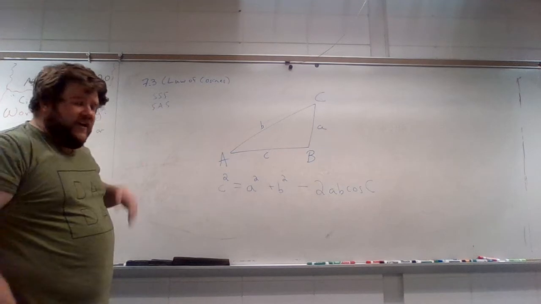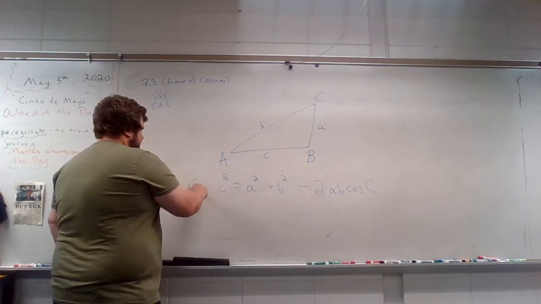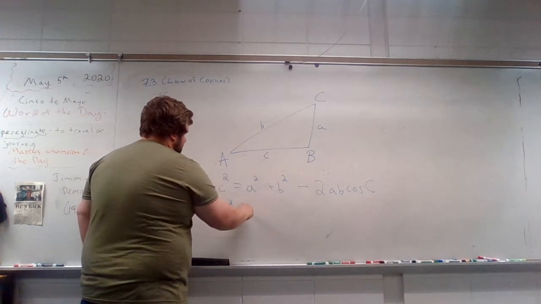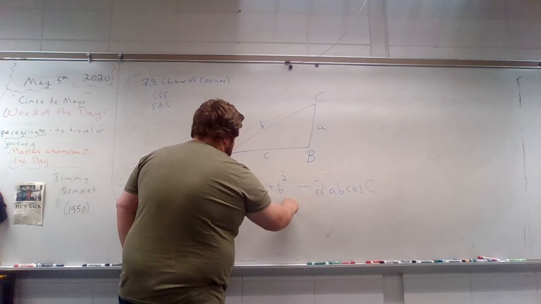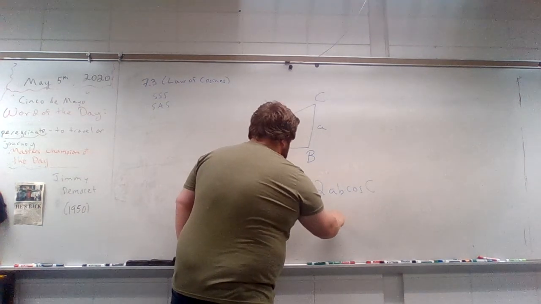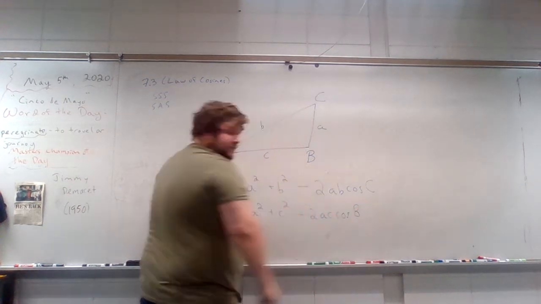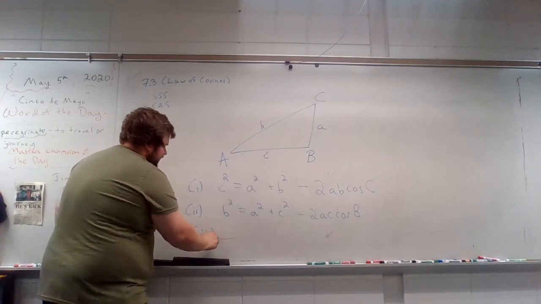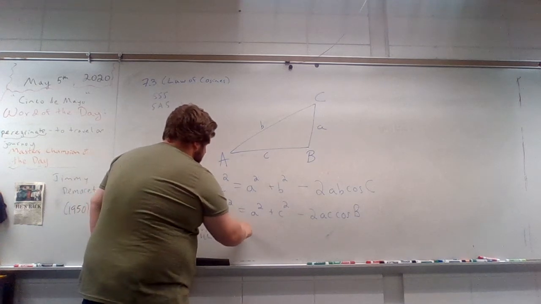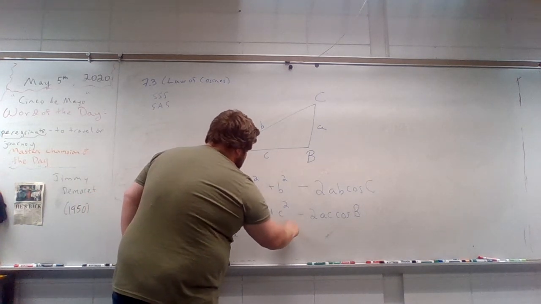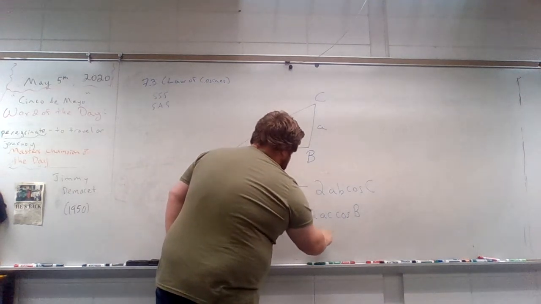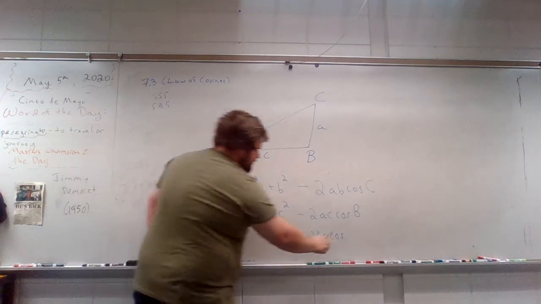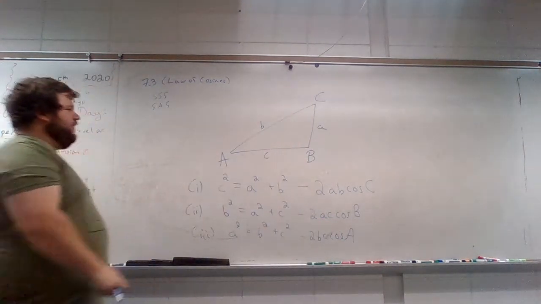And then, of course, I could write it a couple of other ways for the law of cosines. I could write b squared is a squared plus c squared minus 2ac cosine of, say, big B. And thirdly, a squared is b squared plus c squared minus 2bc cosine of, can you guess what that one's going to be? Big A? Okay. Like I said, it's really the same concept.